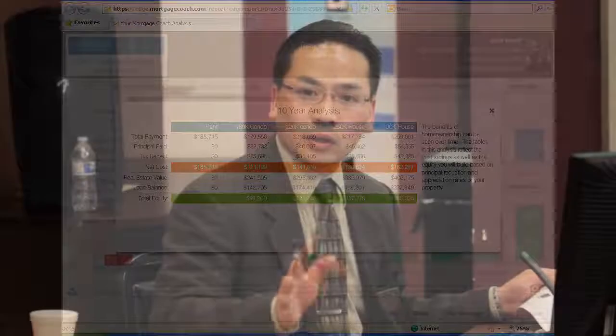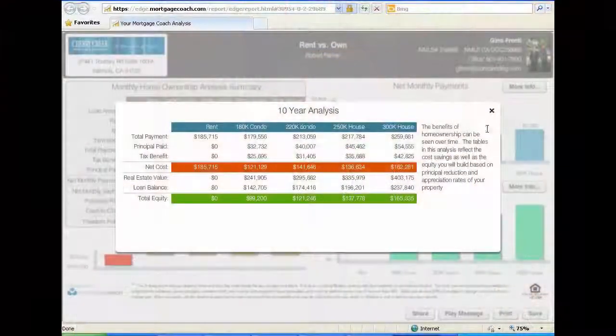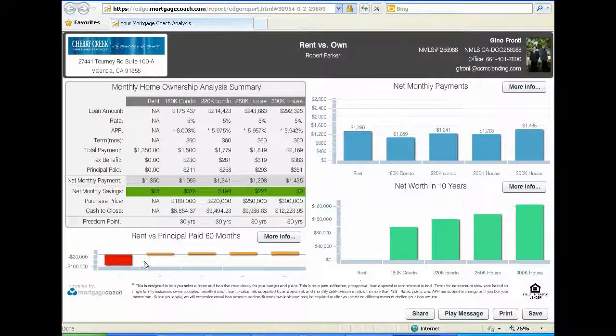And you can change this number to whatever it is. A lot of people would say, well, I don't plan to stay in this area for more than 5 years. And we say, that's fine. You can stay there, and let's kind of see what that looks like. The difference between this rent versus principal paid is just one number. This net worth tells you a little bit more.